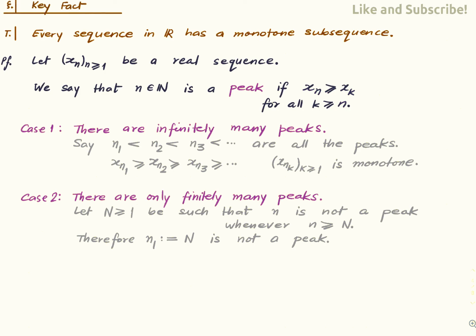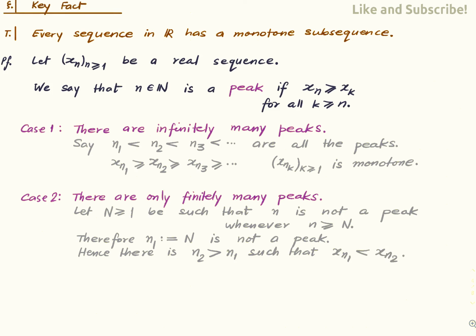Right? There is some k exceeding n for which this fails. Maybe I said it the reverse way. So since n1 is not a peak, there is some k exceeding n1 such that xn1 fails to be dominating xk. So n1 is not a peak, and hence there is n2 strictly greater than n1 such that this must happen.